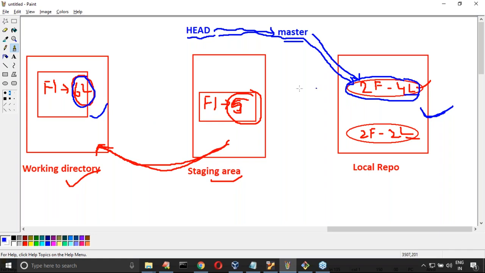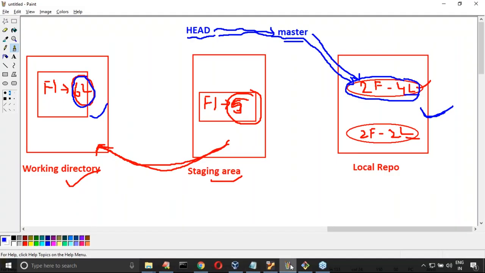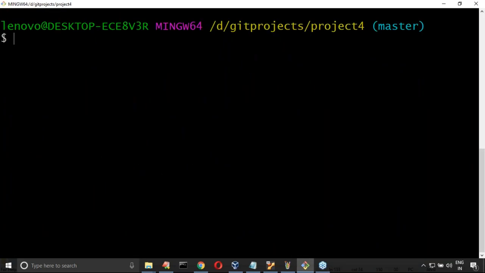Then automatically, sir, observe that this is the command we require to use. 2 lines extra added in the working copy. Now just observe carefully about this. Okay, let me execute my command. Can you please guide? Sir, I forgot. git diff, what do I have to use? HEAD means last commit only. Next, file1.txt.